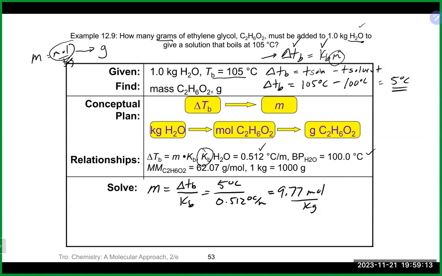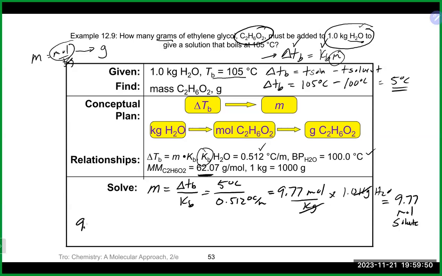This can then be multiplied by the mass of our solvent, which in this case is already in kilograms, so that makes it pretty easy. It's also 1 kilogram of our solvent, which is water. That means we will end up with 9.77 moles of our solute, which is this guy right here. So what's left now is to use the molar mass from the periodic table, but they were nice enough to give it to you, so we don't have to calculate it, which is good.